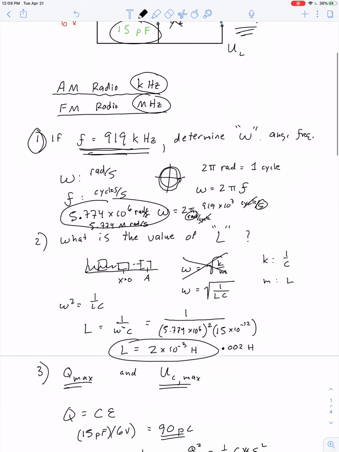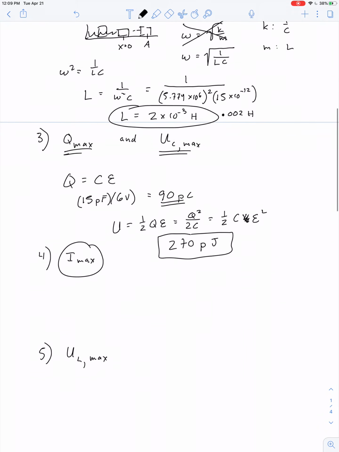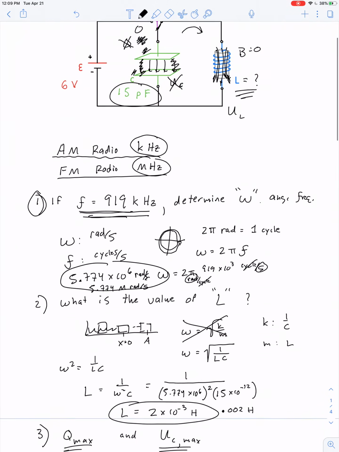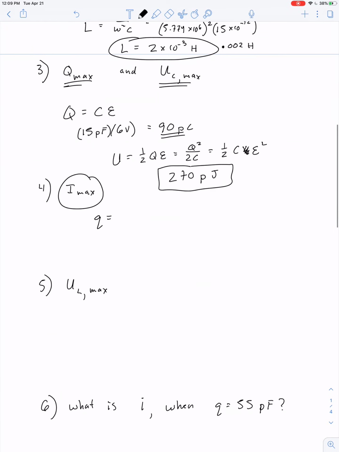So let's see if we can figure out what the maximum amount of current is. Well, there's a few ways to go about this. How about we express the equation for the way charge is varying in time on the capacitor? Well, that's equal to CE cosine omega t. So current should be the derivative.